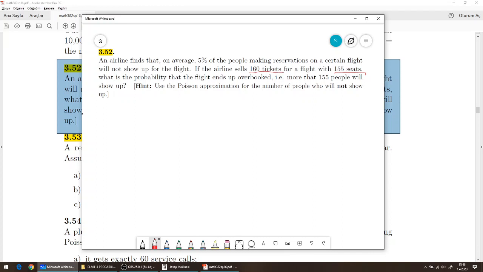Why? Because on average, 5% of the people don't show up for the flight. That means they don't come for the flight. On average, 5% do not come. What is the probability that the flight ends up overbooked? That means more than 155 people will show up. Let's first explain in Turkish.